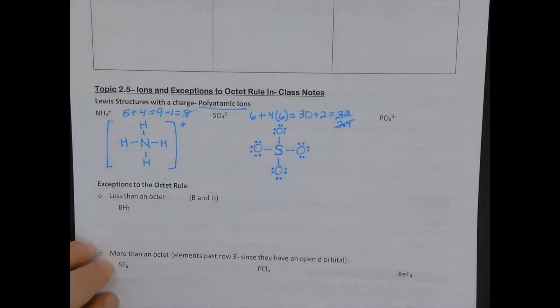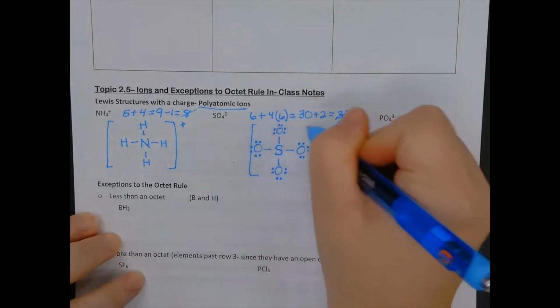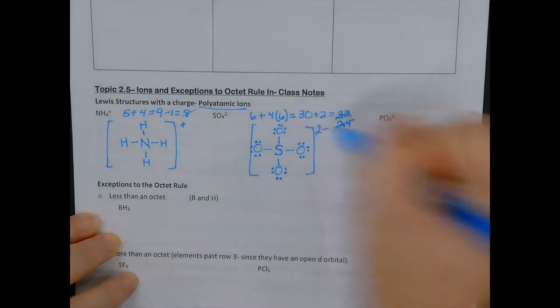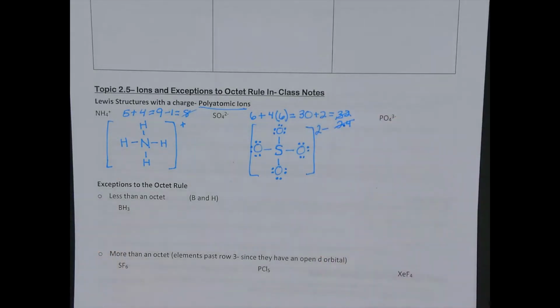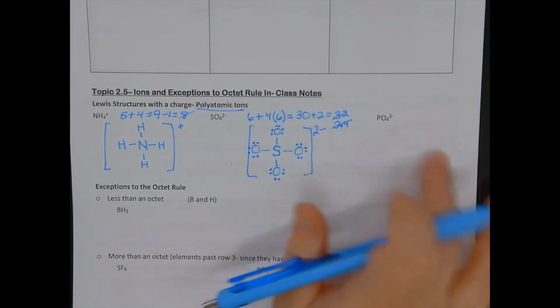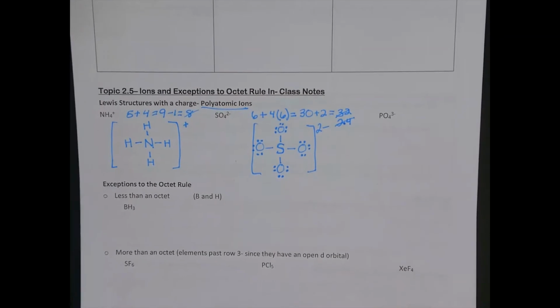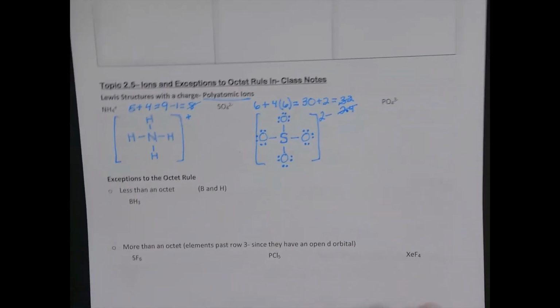All right. So what's the last thing we should do now that everything has its octet? We've used up all our electrons. Brackets and a 2- charge. All right. We feel okay with those? Yeah? So you've got a third one there you could try out. Same type of process, nothing crazy there.